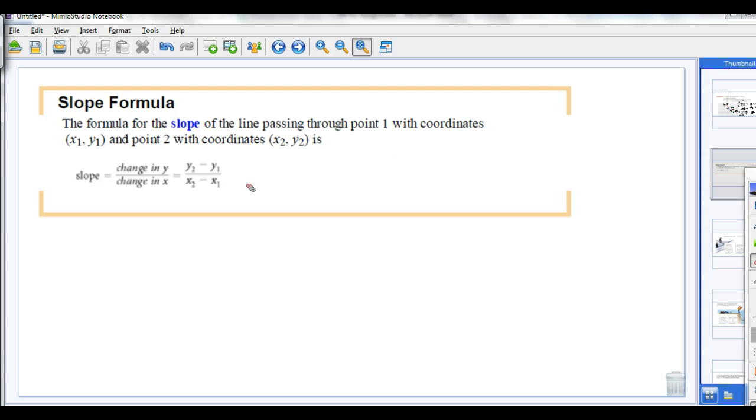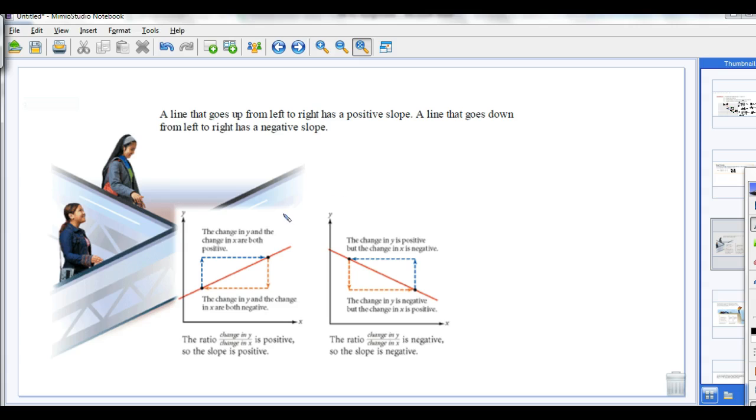Or if we wanted to switch that around, we could also do y1 minus y2 over x1 minus x2. As long as the subscripts are the same, with y1 and x1 above and below each other, and y2 and x2 above and below each other, then we're going to be okay. Usually you'll see it the first way, but it doesn't matter which point you choose as x1, y1 and which point you choose as x2, y2, as long as the subscripts line up vertically.